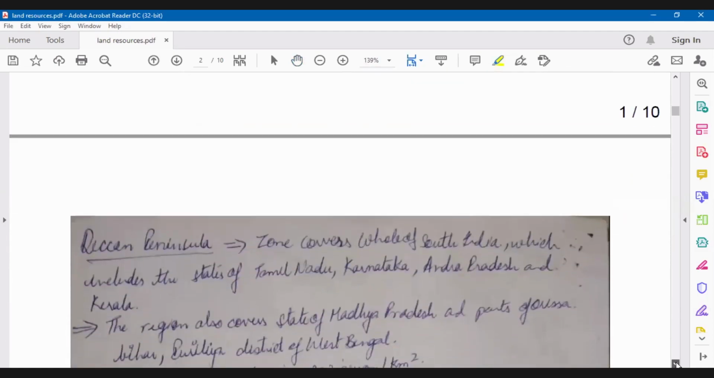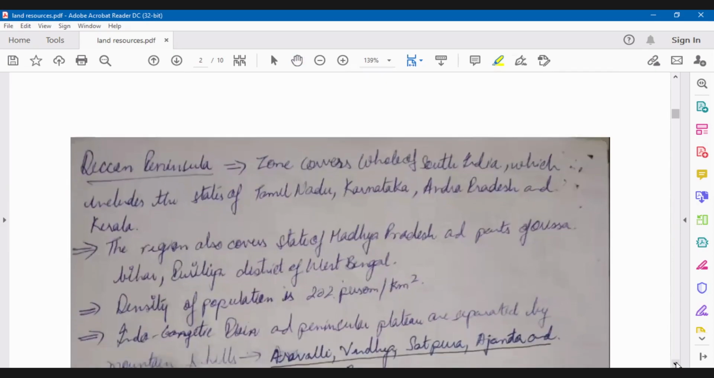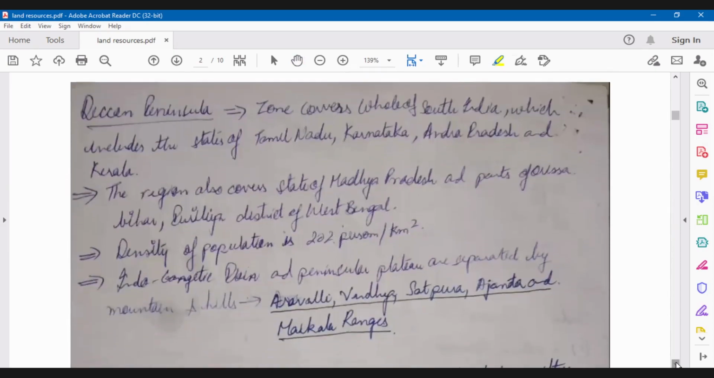Now the next is your Deccan Peninsula. When we talk about the Deccan Peninsula, we are talking about southern India. This zone covers South India, which includes states like Tamil Nadu, Karnataka, Andhra Pradesh, and Kerala. This region also covers the state of Madhya Pradesh and parts of Orissa, Bihar, and the Purulia district of West Bengal. So the population density is given here. Now this is important again.